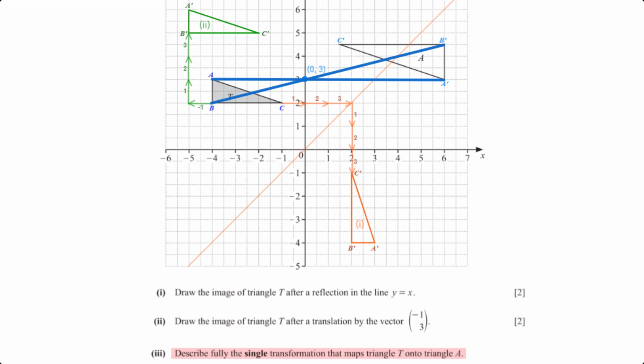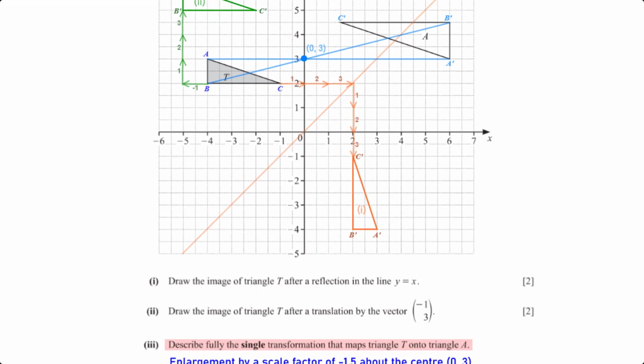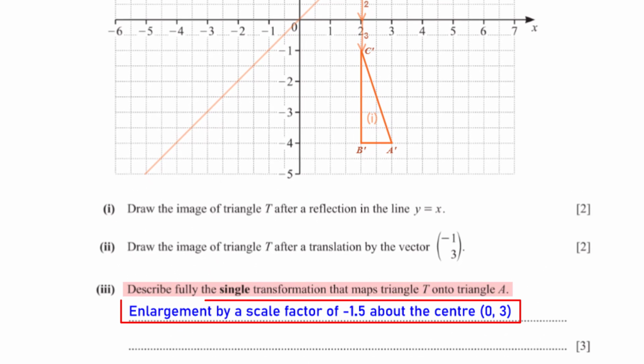To get this, we connect at least 2 corresponding points on both triangles. The intersection point of the lines is the center of enlargement, which in this case is (0, 3). And so the full description for this transformation will be enlargement by a scale factor of -1.5 about the center (0, 3).